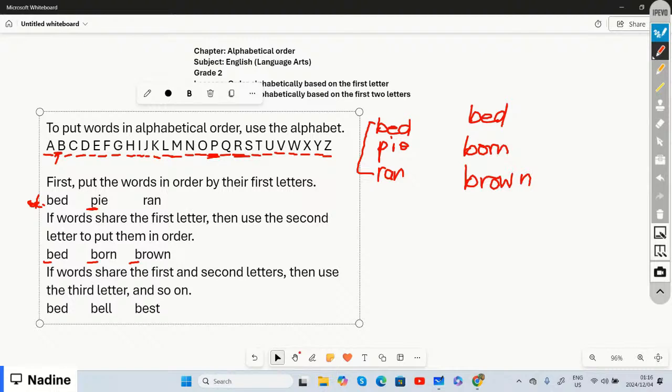So we look at the second letter of the word if all of our words start with the same letter. And then of course we do the same with the next letters. If the first letters are the same and the second letters are the same, then you look at the third one in order for you to see which one is in alphabetical order.